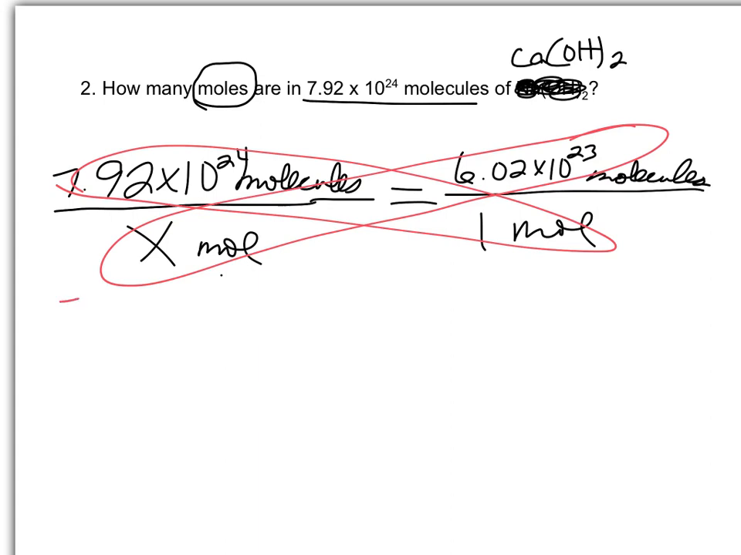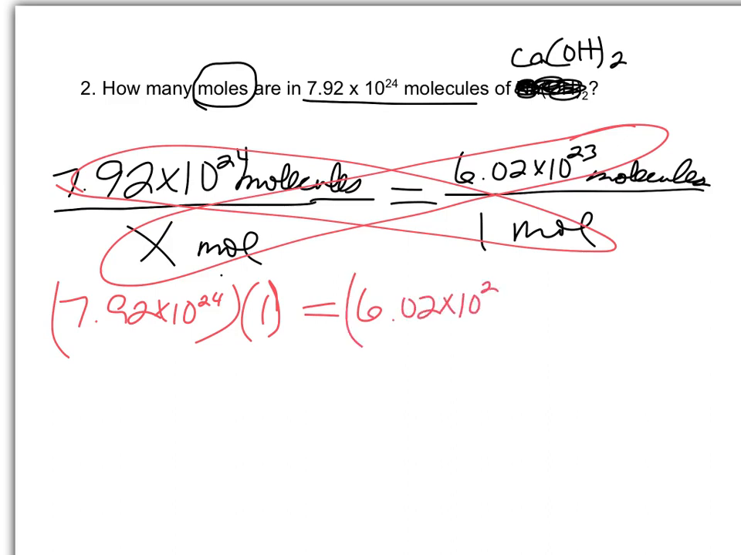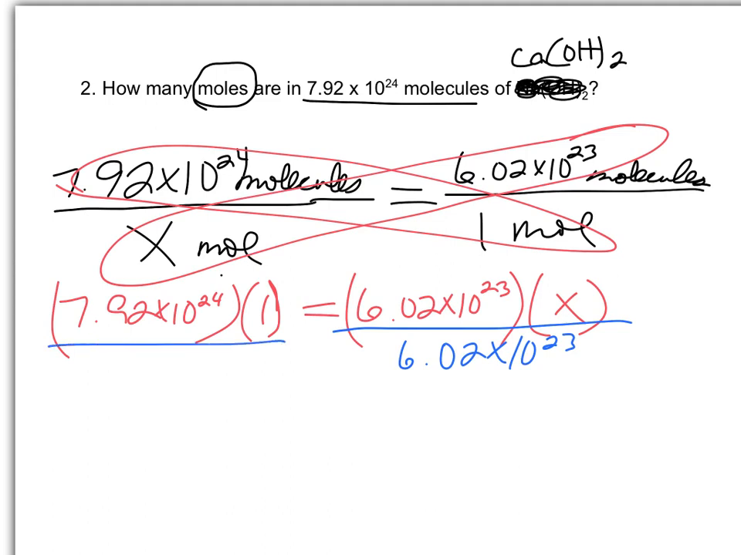When I do that, I end up getting 7.92 times 10 to the 24th multiplied by 1 mole, and that's going to be equal to 6.02 times 10 to the 23rd molecules times X number of moles. And this is the kind of problem that a lot of people end up dividing incorrectly. So I would always suggest doing this second step that I have in red, especially until you get really used to these problems. So I want to isolate x, so I'm going to divide both sides by 6.02 times 10 to the 23rd.